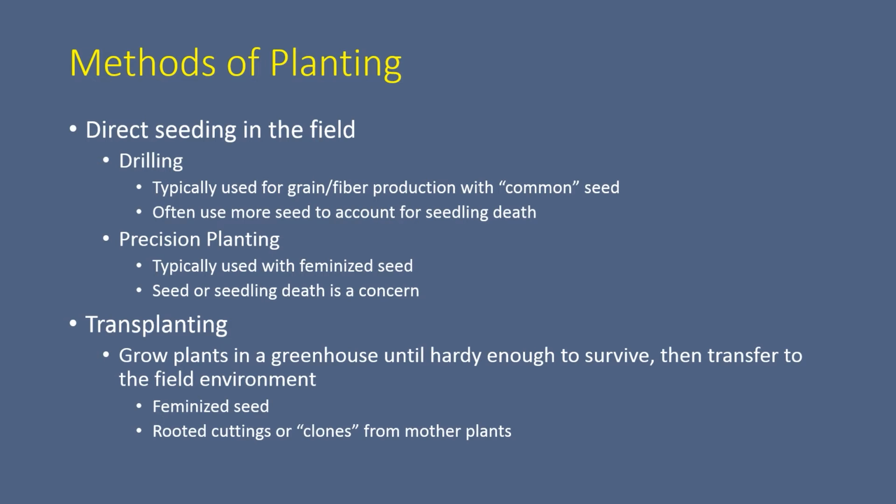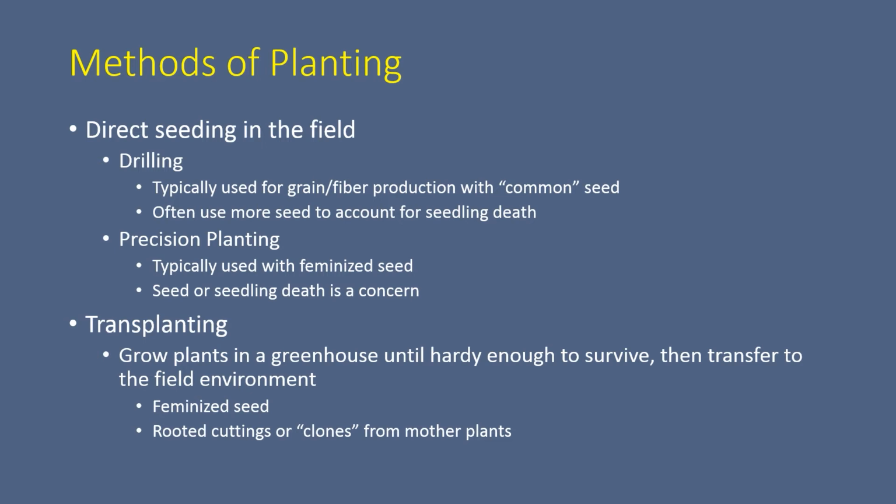Typically with these, you're talking about a cost of anywhere from $2 to maybe $5-6 per pound, depending upon the source of the seed. When we're drilling like this, often we're going to use a lot more seed than we expect to have plants, and that is to account for the fact that we do expect to have some seedling death when we're direct seeding into the field. Right now, these seedling death rates seem to be fairly high, at least in our experience. But as we hopefully improve seed quality and planting methods, we'll be able to reduce that seedling death rate.